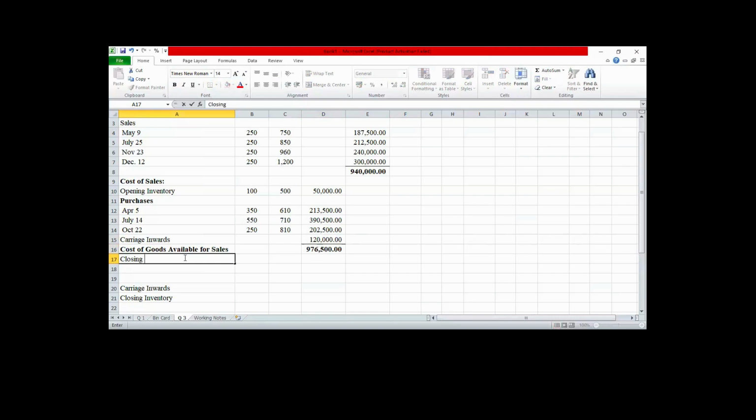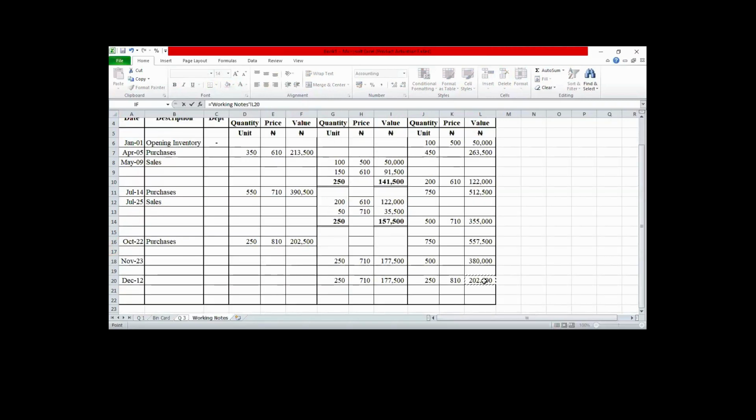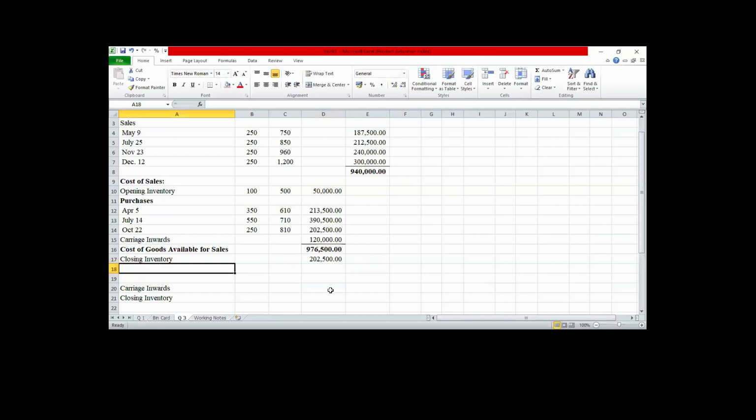We now less our closing inventory. How much is our closing inventory? The one we calculated. Let's go to the workings. 202,500. We pick it and less it from here. Is it clear? Yes, sir. When we less it, we get this one. This is the cost of goods sold. Is it clear?